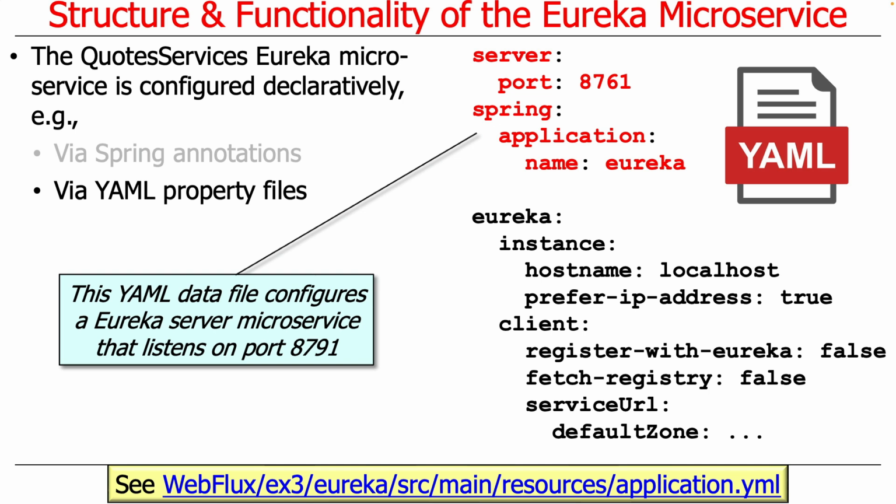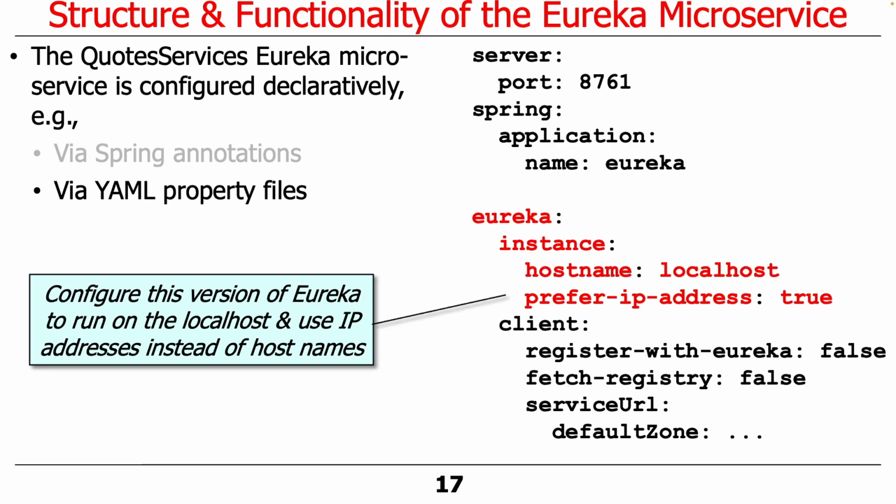And then, of course, we have some YAML files. In this case, this says this Eureka microservice is running at this port number. So it's going to listen on port 8791. You could pick whatever you want here. You just have to be consistent.